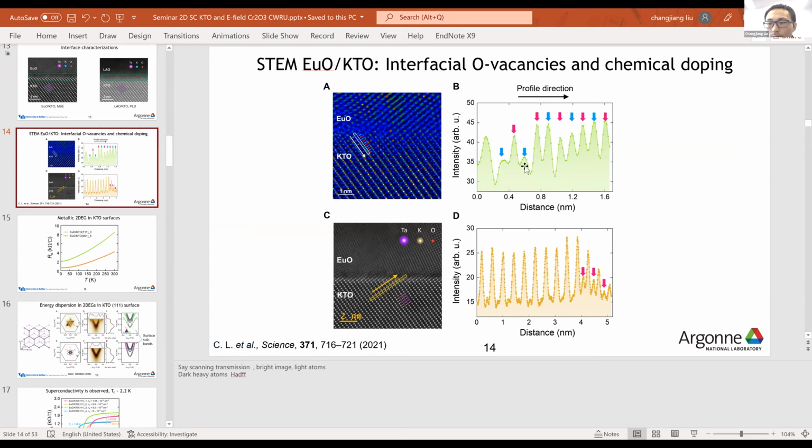Okay. Thank you. While we're talking about this kind of thing, is there also any sign of interdiffusion of, say, the lanthanum ions and the potassium ions, and the tantalum and the titanium? Can they interdiffuse between the two layers? Yes. So we found, for example, here in panel D, this red arrow indicates the potassium site near the interface. As we go along this arrow near the interface region, the potassium site shows higher intensity, indicating that there is some substitution of europium into the potassium site.